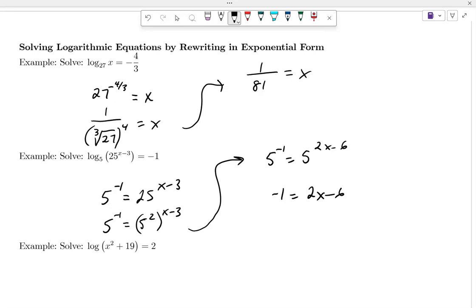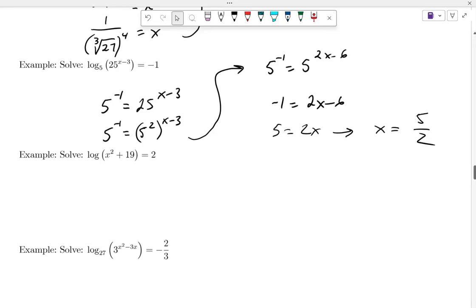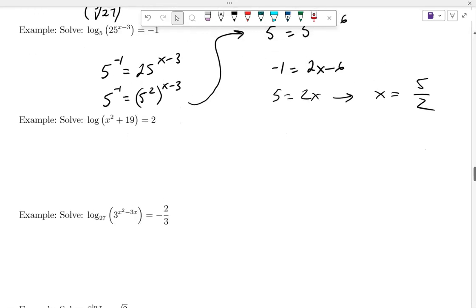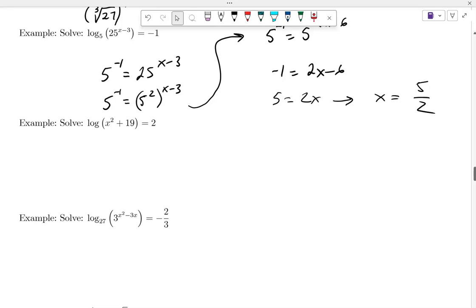So we get negative 1 equals 2x minus 6. Add your 6 over. And finally divide by 2. So we have 5 halves. What questions do you have on that one? That one okay? Let's look at the next one real quick.